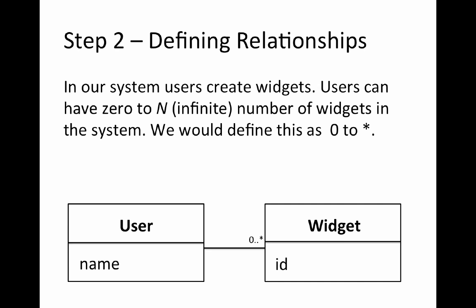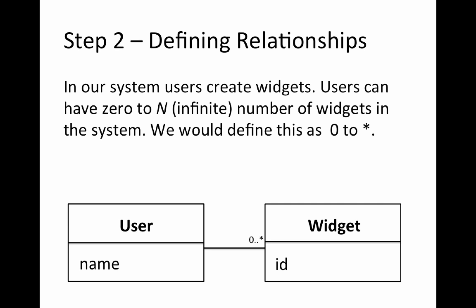And we would represent that by a 0 and then two dots, and then an asterisk, which represents that each user is associated with 0 or an infinite number of widgets. So we can have a user account and we may not necessarily have any widgets. In fact, once we initially create a user account, that's the state of affairs. We don't have any widgets that are associated with that user because we haven't created any yet.